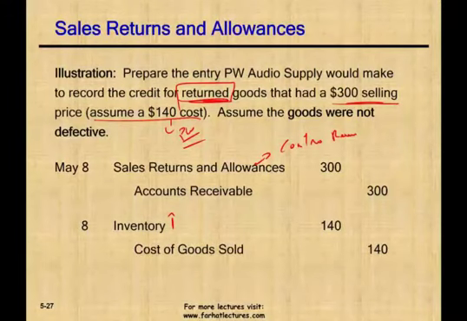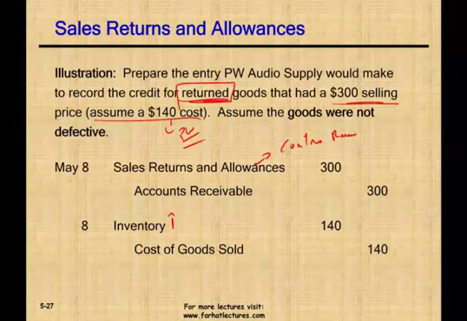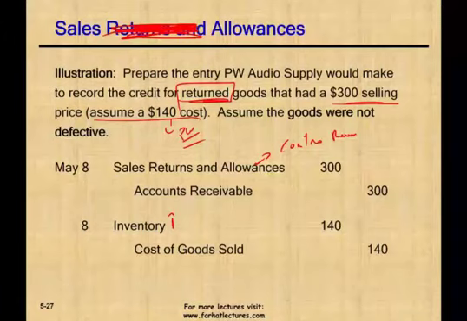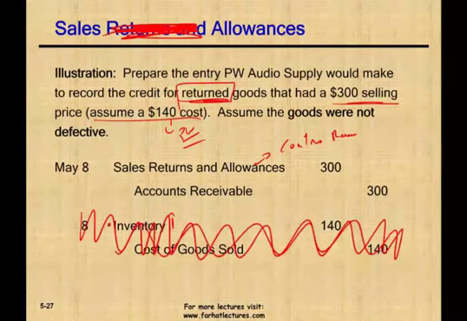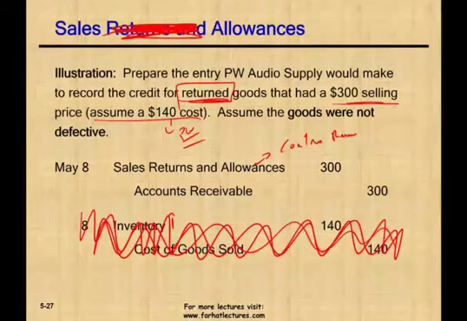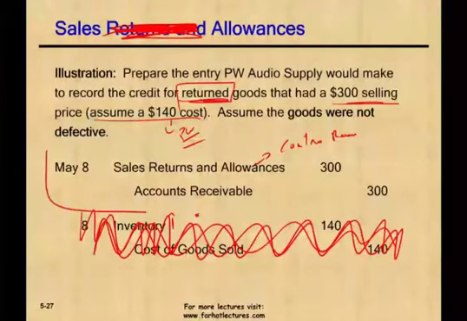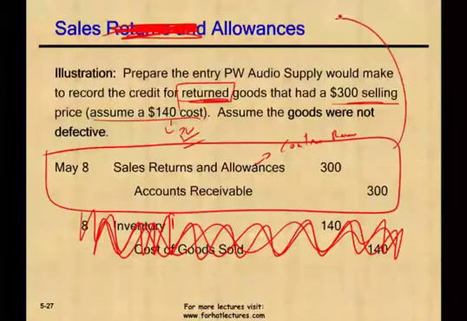Now let me tell you what would happen if we had a sales allowance, not a return. Let's assume the same situation, except we told the customer, don't return the product. You are not happy with the product, so don't return it. We'll give you a $300 sales allowance. Here, the customer did not return the product, so you don't need this entry. You don't need to debit inventory and cost of goods sold. This will be a sales allowance entry: debit sales returns and allowances and credit accounts receivable. Make sure you know the difference between the two.